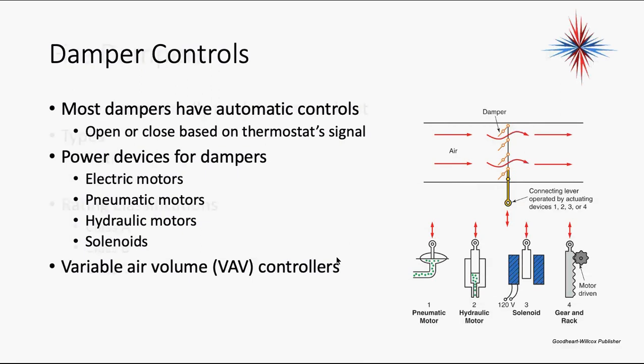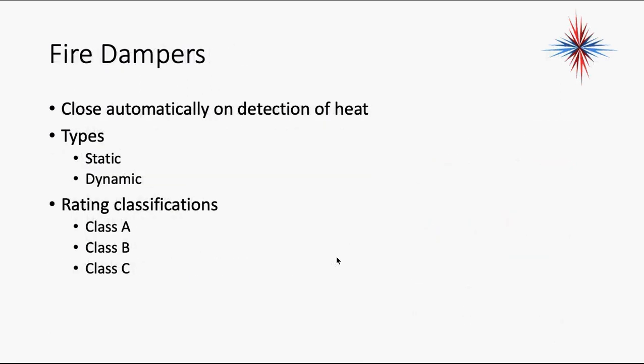We're required to have fire dampers. I've mentioned this a few times. They close automatically on the detection of heat. Anytime you have a firewall with ductwork going through the firewall, and again, we're going to see this on blueprints, you have to have fire dampers. You have static fire dampers. You have dynamic fire dampers. And we have different ratings of them, Class A, Class B, and Class C, depending on our environment.